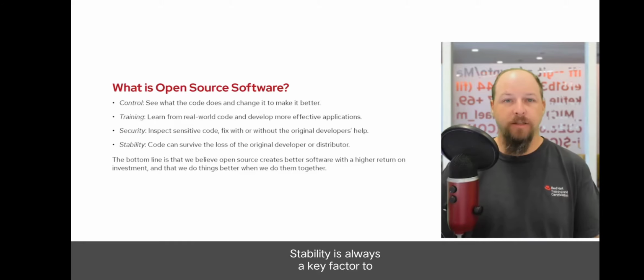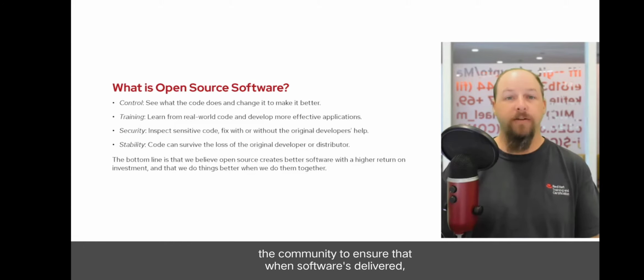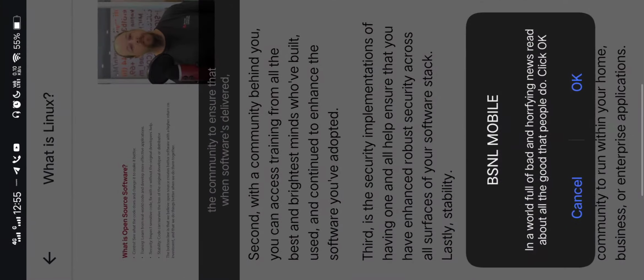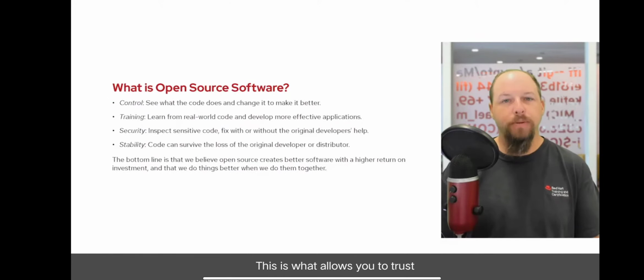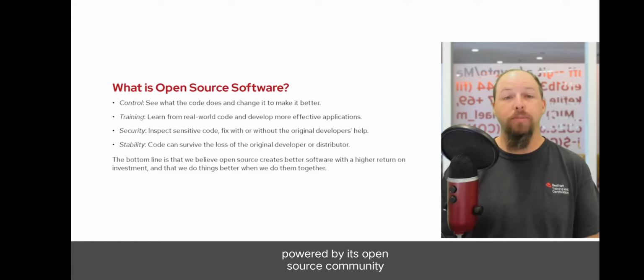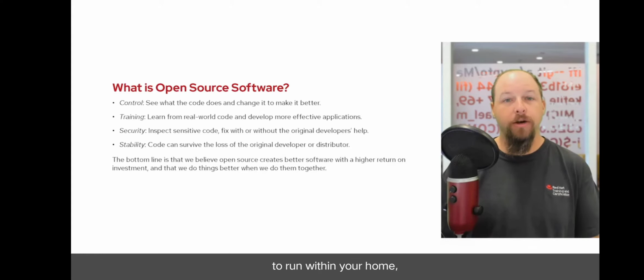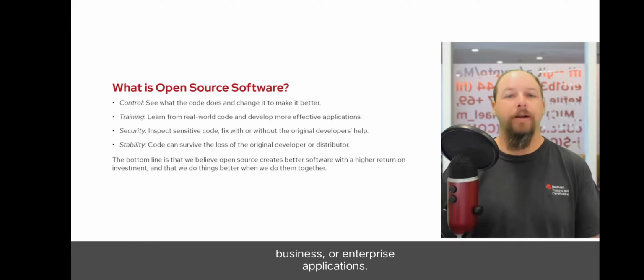And lastly, stability. Stability is always a key factor to the community to ensure that when software is delivered, it runs stably, and runs reliably. This is what allows you to trust an open source piece of software powered by its open source community to run within your home, business, or enterprise applications.